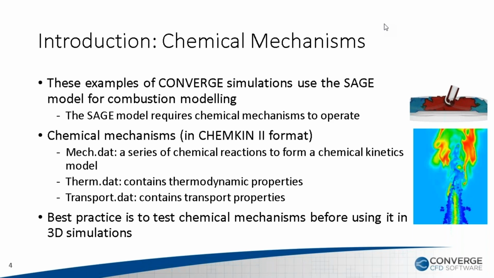The best practice to run a SAGE simulation is to test the mechanism that you're using before using it. This is a really good practice, but usually not done in real life. The reason is that we have seen cases where the chemistry mechanism has had some changes or bug fixes after it has been published, so there might be slight differences from what is published if you're getting a published mechanism.